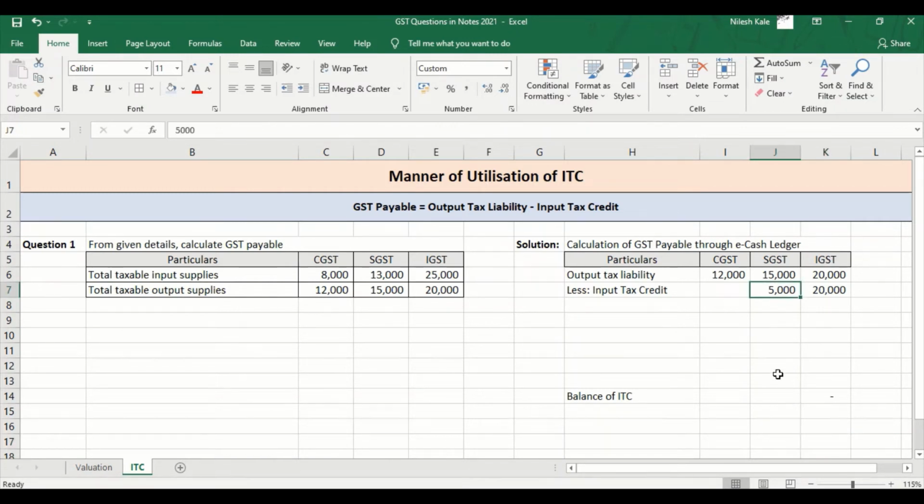But I will not use this 5,000 as it is. I will first look at my credit available. 15,000 is liability, 13,000 is the credit I have, right? But here 12,000 is the liability, 8,000 is the credit that I have. So it means only 2,000 payment can be made here, but here is the difference of 4,000. So I will use that IGST over here.